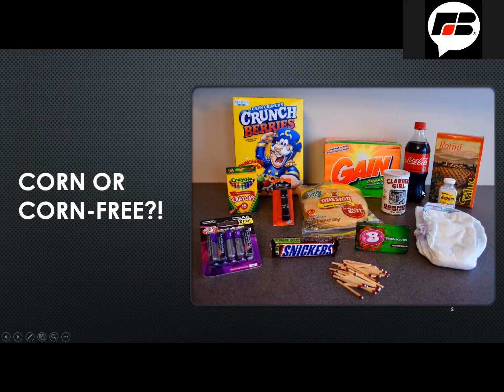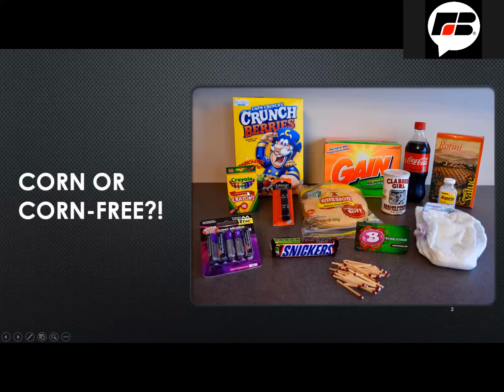All of these products contain corn except one, which is the rotini, which is a pasta, which would use wheat to make those noodles. Some of these products have cornstarch as an ingredient in them, like the diapers, the matches, the aspirin, baking powder, even the batteries have cornstarch for insulation. We use starch in our shoelaces to help them tie smoothly.